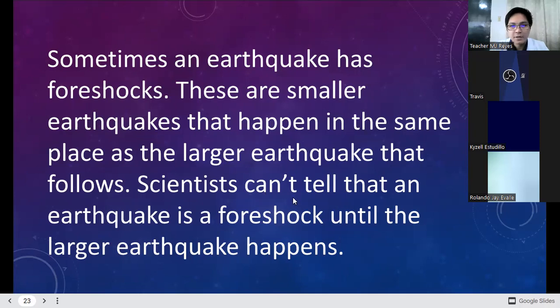Scientists cannot tell that an earthquake is a foreshock until the larger earthquake happens. The aftershock should follow after the larger shock. Otherwise you cannot identify it as an aftershock or a foreshock.